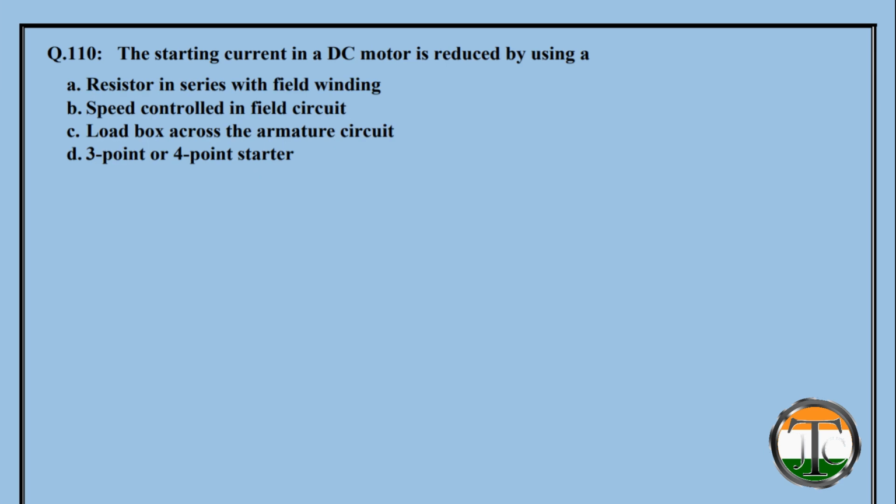So the next question is 110, that is the starting current in the DC motor is reduced by using a. Option A is resistor in series with field winding, option B is speed control in field circuit, option C is load box across the armature circuit, option D is 3-point or 4-point starter. Here the question says that when the DC motor is starting, the starting current is very high. To reduce this high starting current, we use 3-point or 4-point starter. So option D is the right answer.